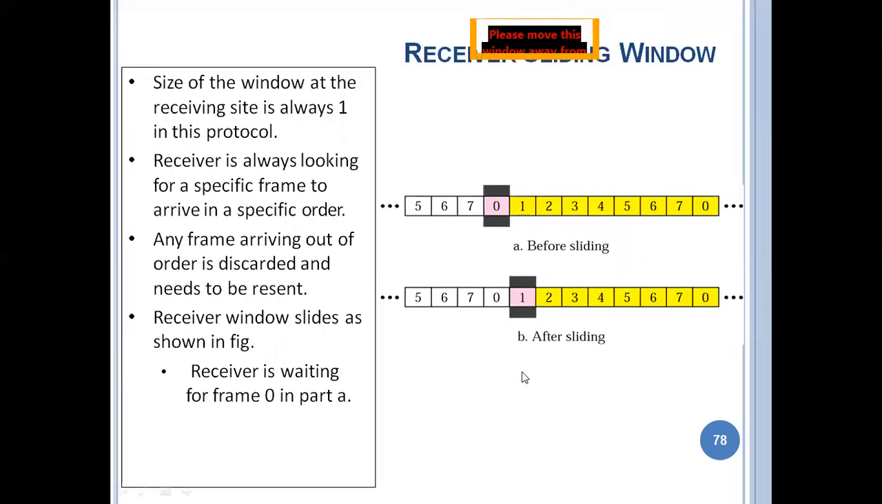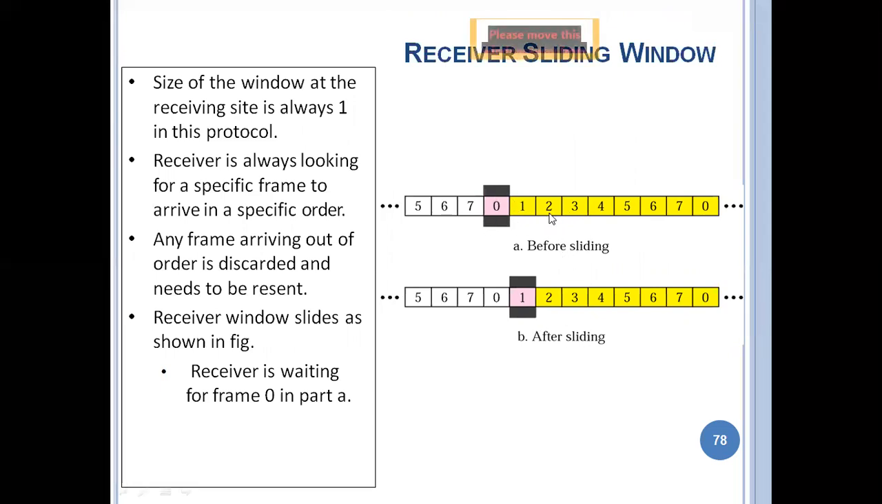So the size of the window at the receiving side is always 1 in this protocol, and the receiver is always looking for a specific frame to arrive in the specific order. Any frame arriving out of order is discarded and needs to be resent, and the receiver window slides as shown in the figure.